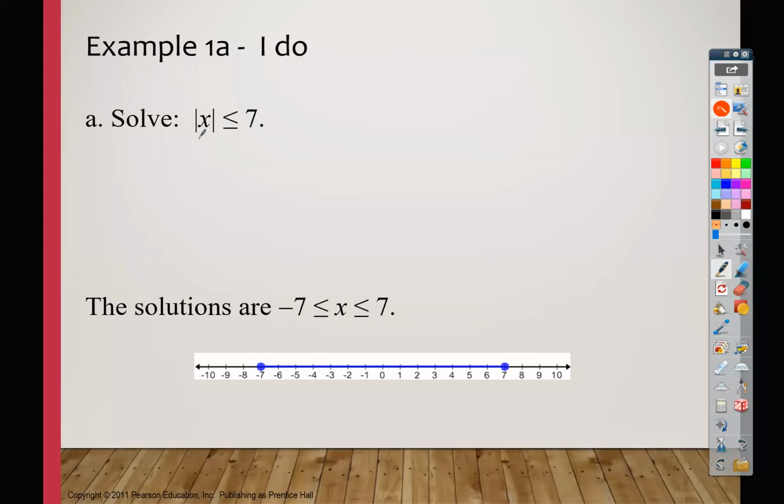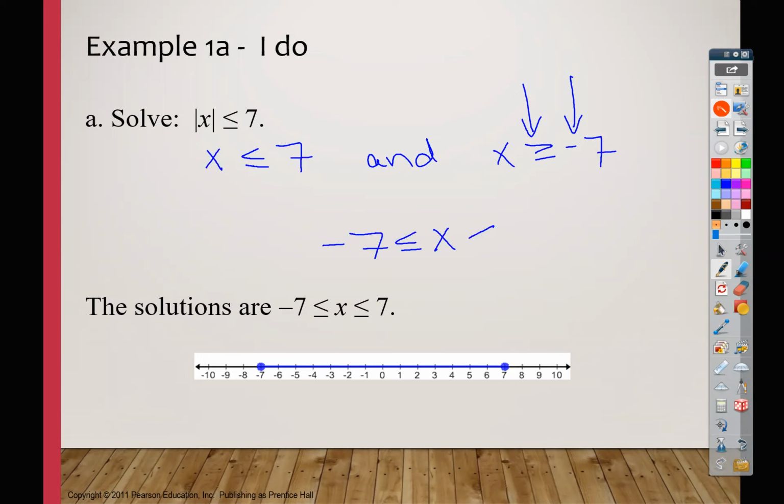So if we do this one, you set it up both ways. You say x is less than or equal to 7, and x is greater than or equal to -7. So you flip the inequality sign and you change the sign, because this is like multiplying by -1. When we do that, we flip the sign. And so you've got x is greater than or equal to -7 and less than or equal to 7.